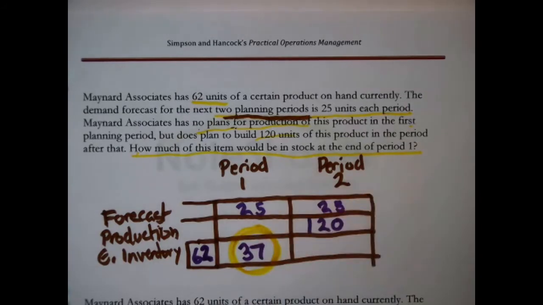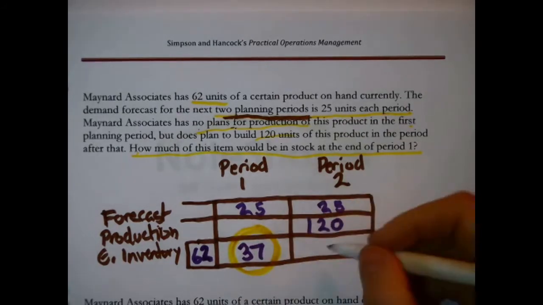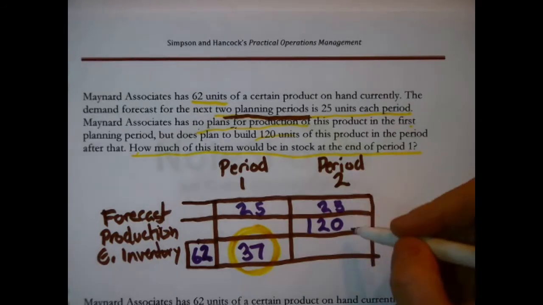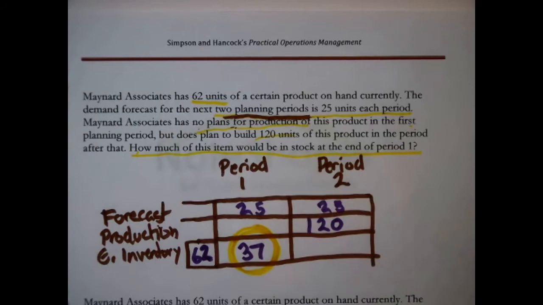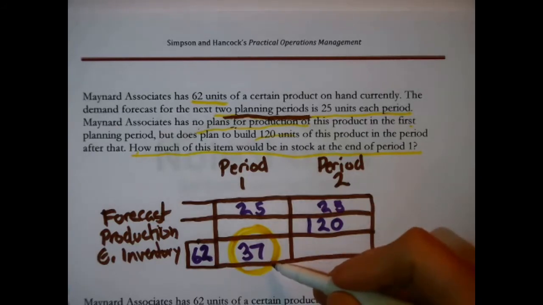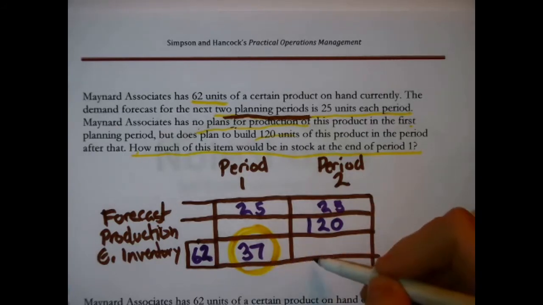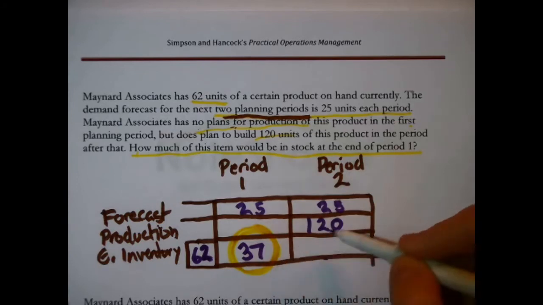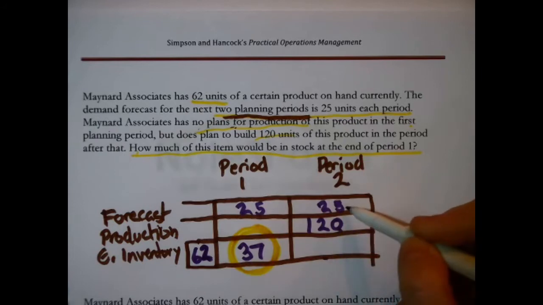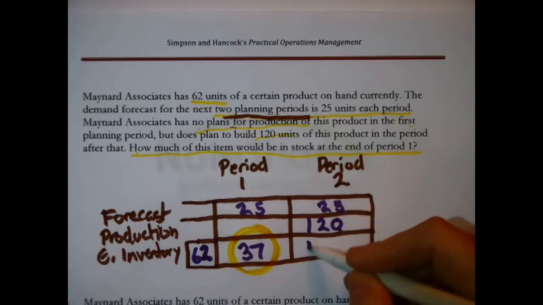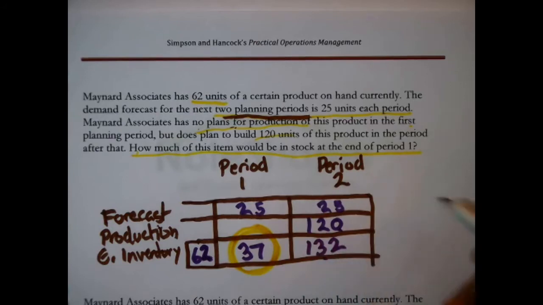I'm tempted, just because this is my table, to finish the table. What's the ending inventory for period 2? All right, well, the ending inventory for period 2, just practice inventory logic again, is 37. The beginning inventory, or the ending inventory of the period before, you start with 37 this period. You add another 120, so 120 plus 37, minus you ship out 25. You should end with 132.